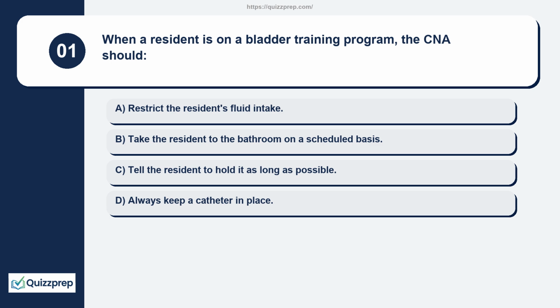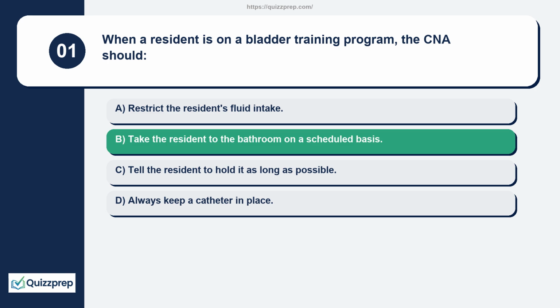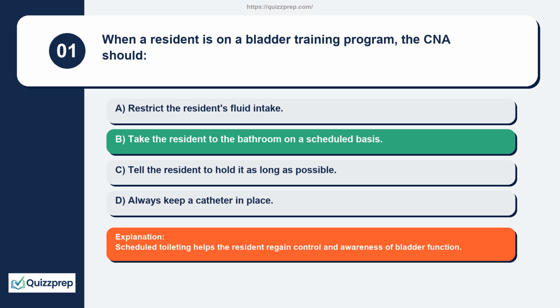Question 1. When a resident is on a bladder training program, the CNA should restrict the resident's fluid intake, take the resident to the bathroom on a scheduled basis, tell the resident to hold it as long as possible, always keep a catheter in place. Scheduled toileting helps the resident regain control and awareness of bladder function.